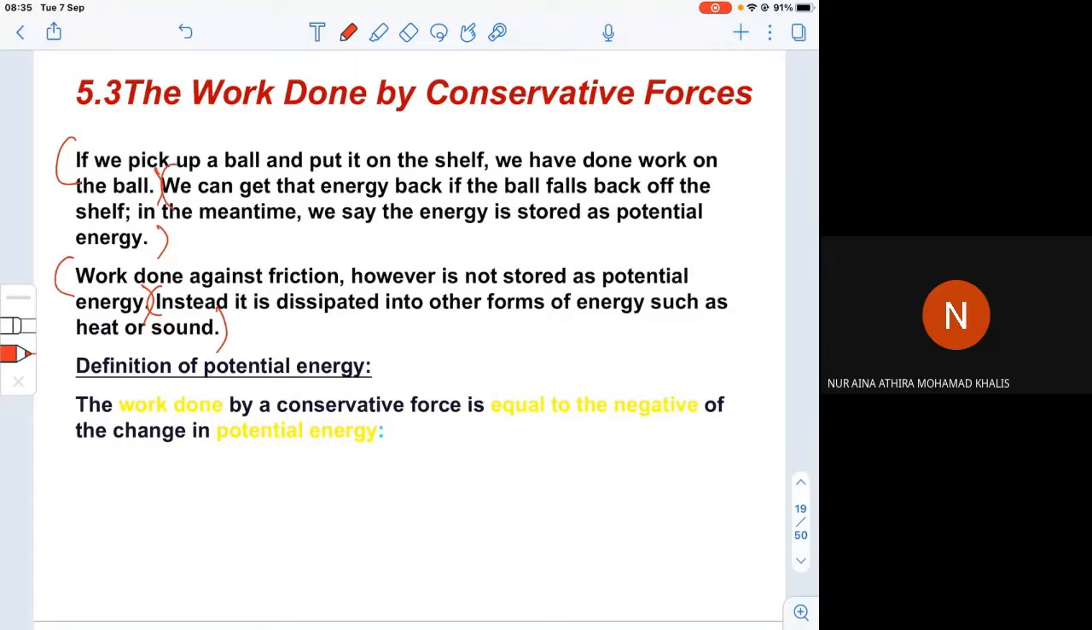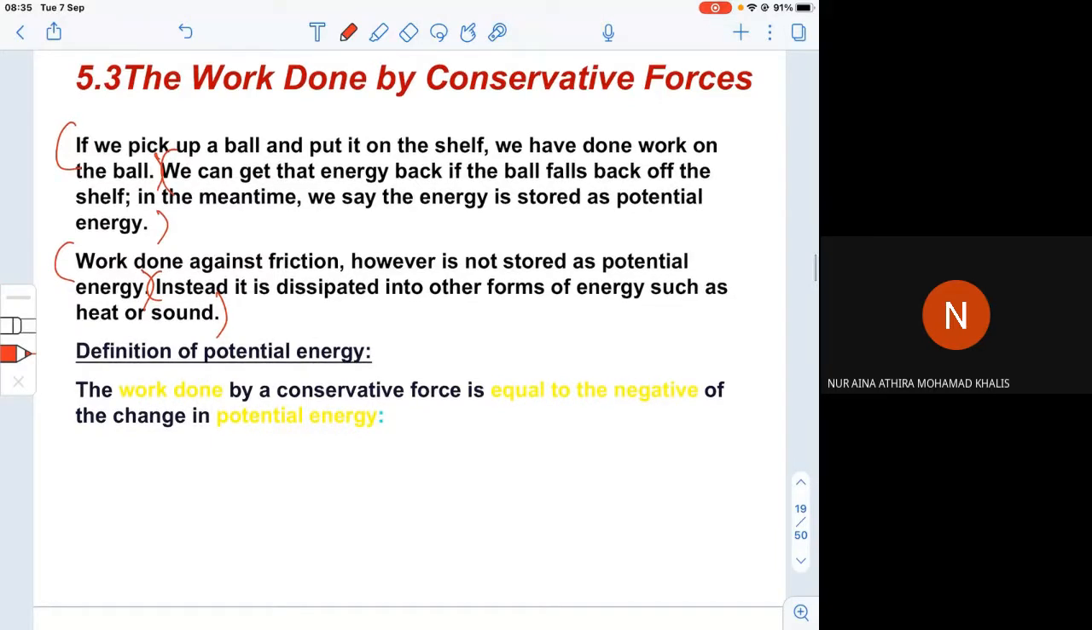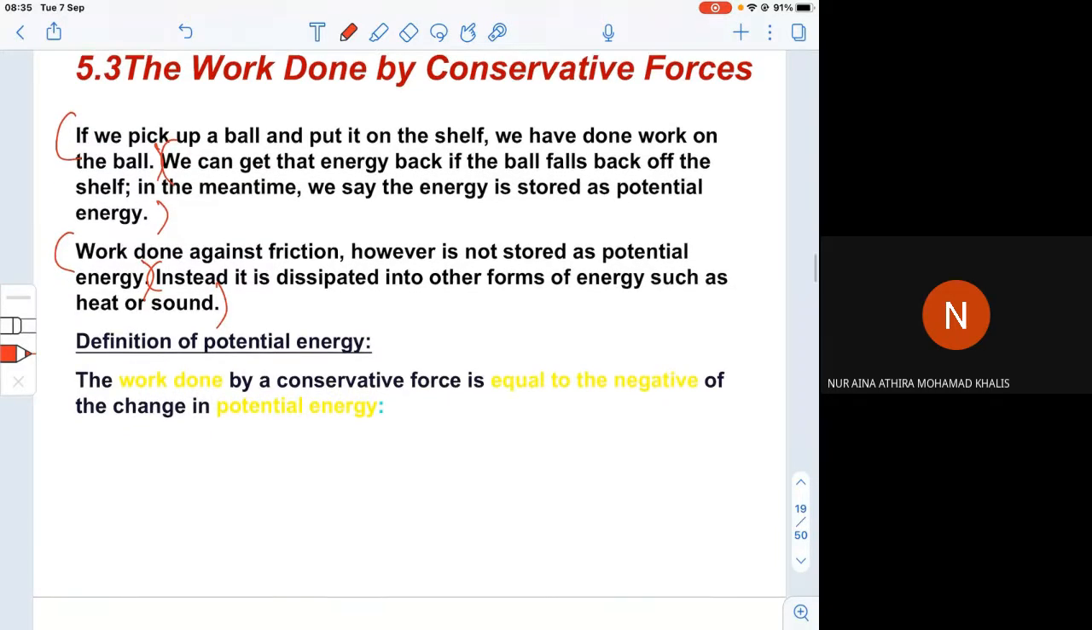And the definition of potential energy is this: the work done by a conservative force is equal to the negative of the change in potential energy. So W_C is equivalent to negative delta U. W_C is equivalent to negative delta U.